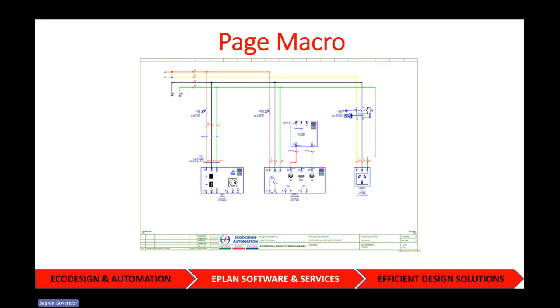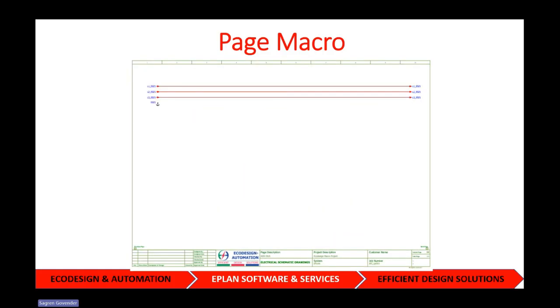The next time you have a new project, all you do is insert this page macro. A page macro could be as simple as a 400 volts bus. You have a 400 volts bus, and then you can insert your starters thereafter. It could be DOL starters, VSDs, and so forth. So you don't have to redraw this 400 volts bus all the time. Just create a page macro of it.